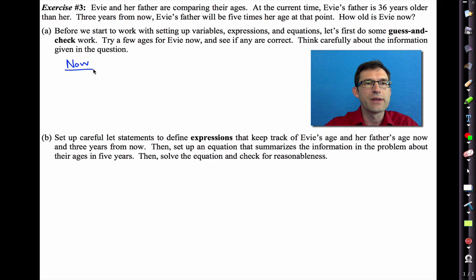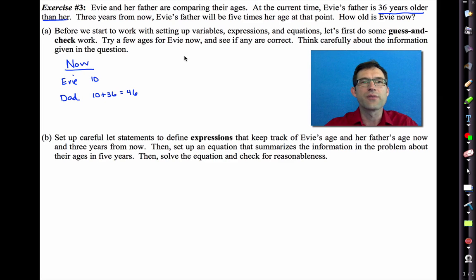Let's keep track of their ages. Let's say that Evie is 10. Then we're going to say dad instead of father because it's a shorter word. It says Evie's father is 36 years older than her. So her dad will be 10 plus 36, which is obviously equal to 46.